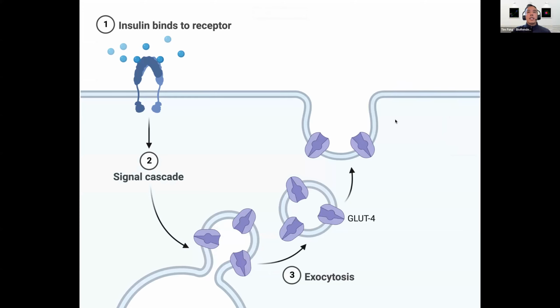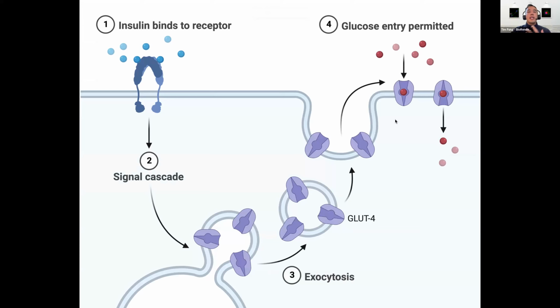And then when we talk about the signal cascade, we bring that in. Then we talk about exocytosis. And then finally, we talk about glucose entry. And so this is a step-by-step way of walking through our illustration. I think a lot of us do this already in the slides that we create. So this is one way of looking at it.